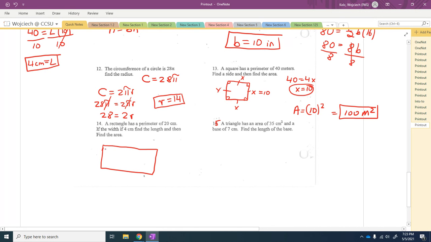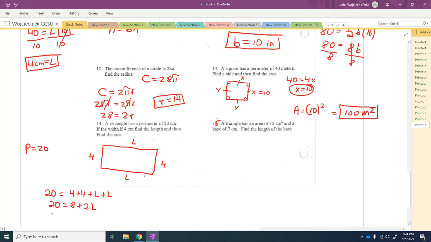So think about this. The perimeter is 20 centimeters. If the width is 4, so this side is 4, and this side is 4, but the total distance around is 20. All right? So if I call this L, and this L, the perimeter would be 20 equals 4 plus 4 plus L plus L. If you solve this for L, you get 20 equals 8 plus 2L.